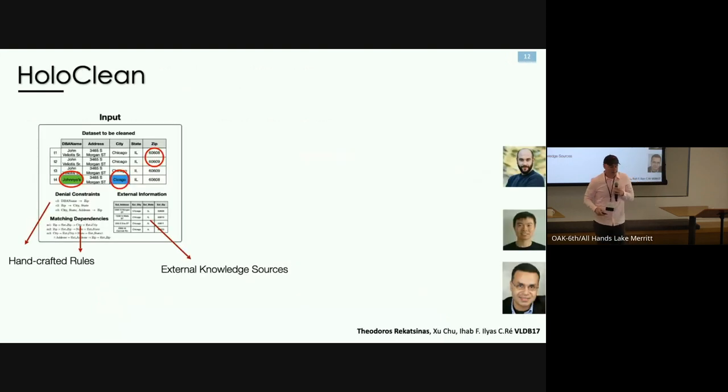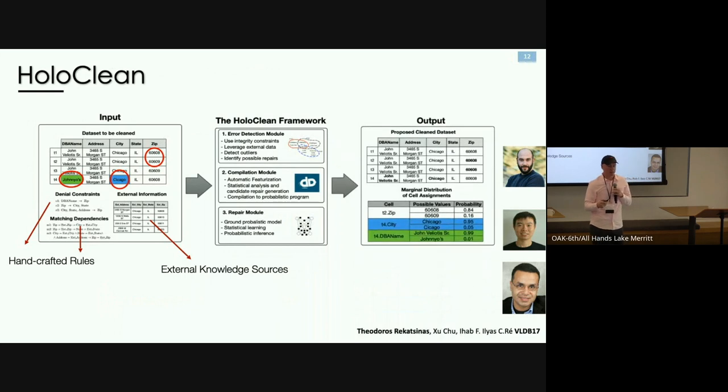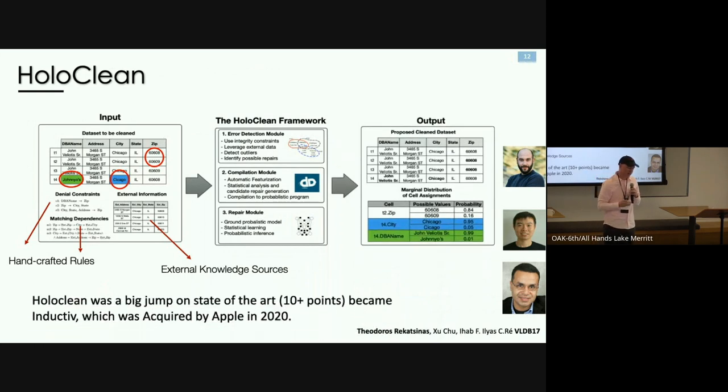So circa 2017, these jokers showed up in my lab. Ihab Ilyas, who was at Waterloo at the time, Xu Chu, who's now a professor at Georgia Tech, and Theo Rekatsinas, who's now at Apple but was a professor at Wisconsin. And we used machine learning and weak supervision to solve it. The details don't matter. At the time, it was a huge jump in the state of the art, just being able to take in weak supervision and start to embed these things. And actually, Apple acquired these folks, and they're still at Apple right now.